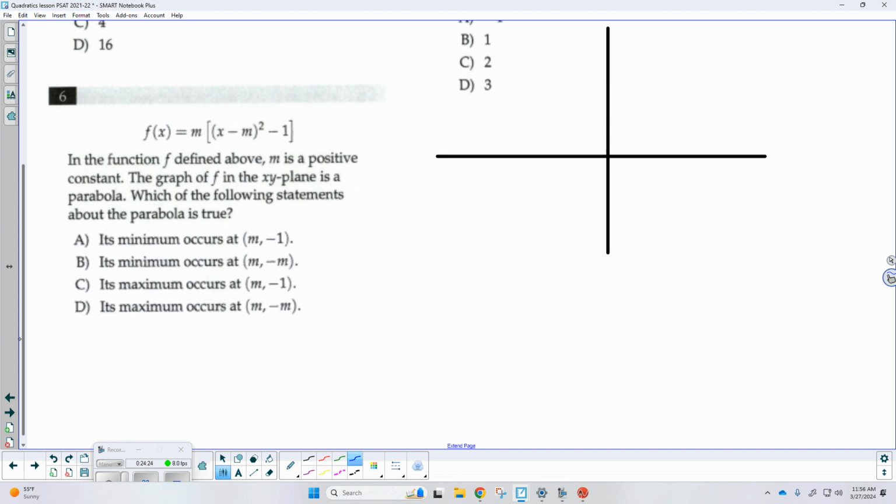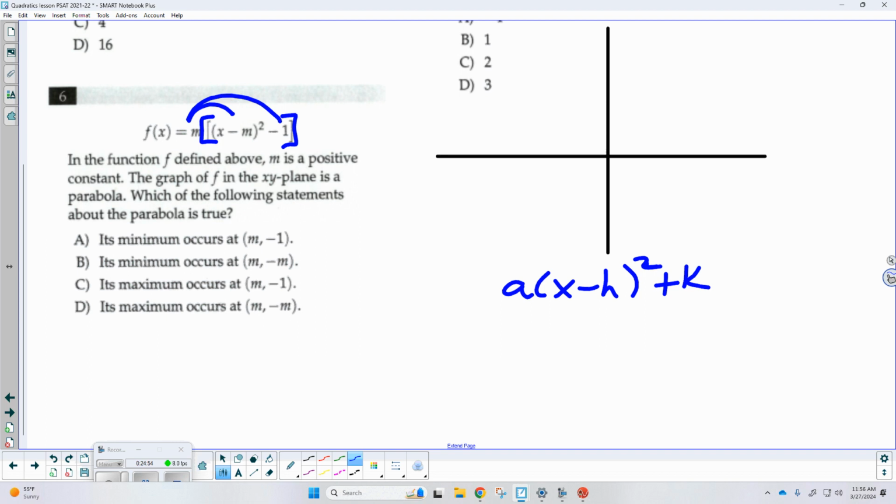Now, except for one thing. Remember, this was vertex form right here. A times x minus h squared plus k. There's one thing I have to do, and it's going to be in vertex form. Does anybody see it? I got to get rid of the brackets. The only way I'm going to get rid of the brackets is to multiply.